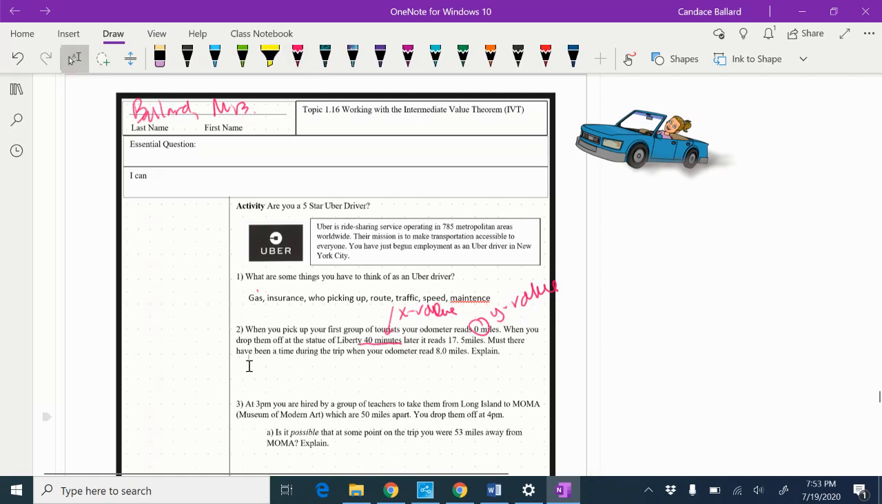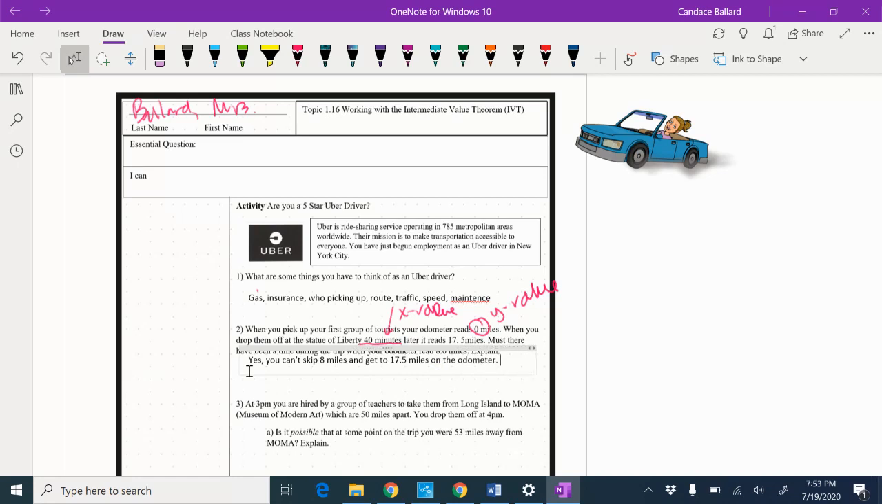Well, if we think about that, is there any way that I could have possibly skipped over the number 8 when I go from 0 miles to 17.5 miles? And there isn't a way to do that. So must there have been a time during the trip when you read 8 miles? The answer is yes. You can't skip 8 miles and get to 17.5 miles on the odometer.